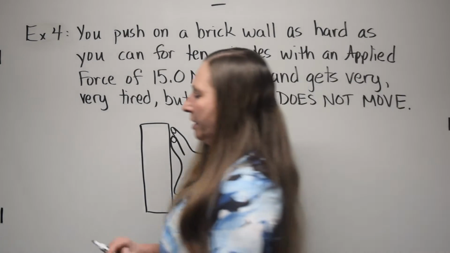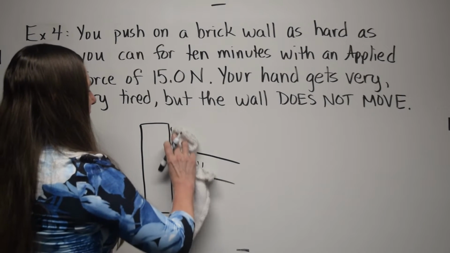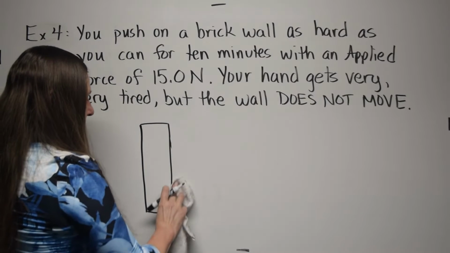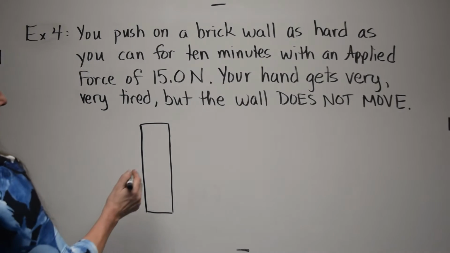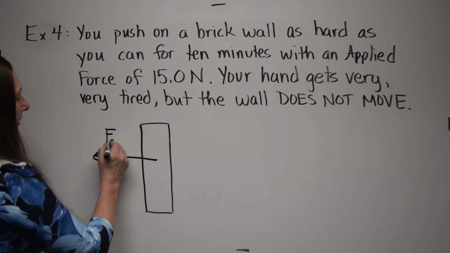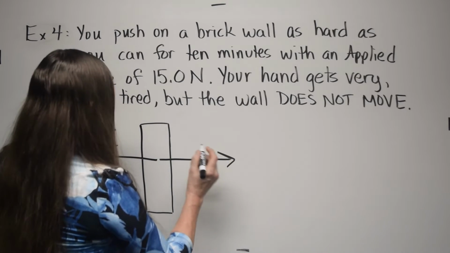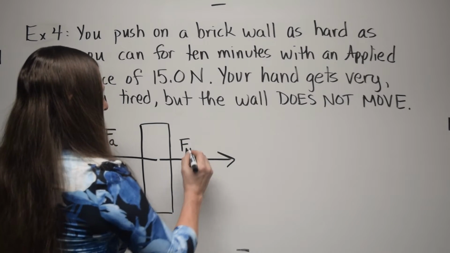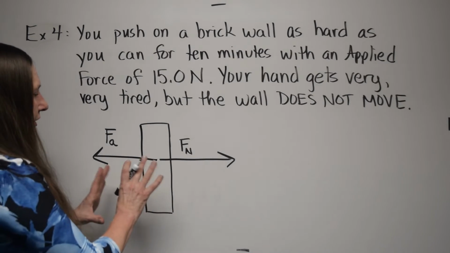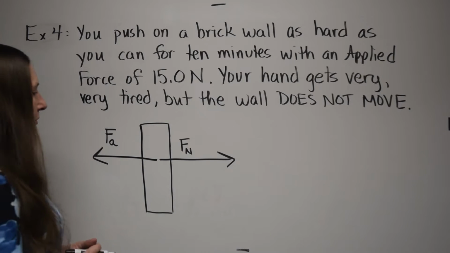Now for the free body diagram, let's eliminate everything except for the object that we're trying to move. So the hand is pushing on the wall this way. Force applied. Now we also have a normal force back in this direction. You've got the weight of the wall, you've got some friction, but let's just focus on the applied force and the resulting normal force.